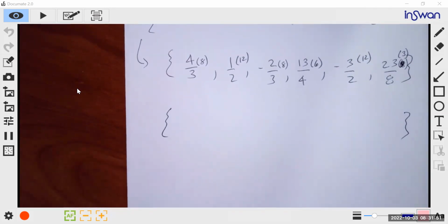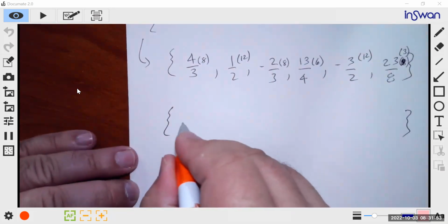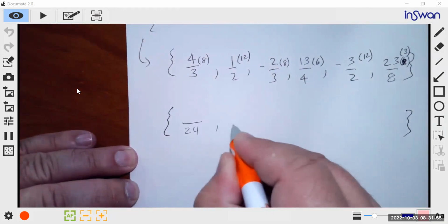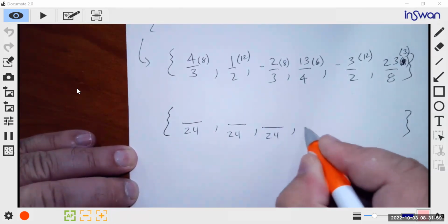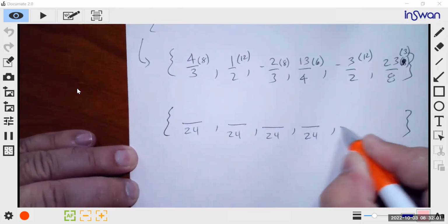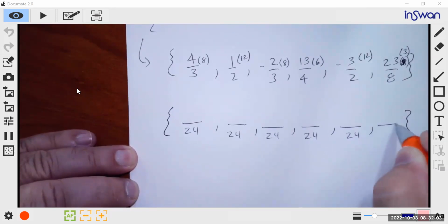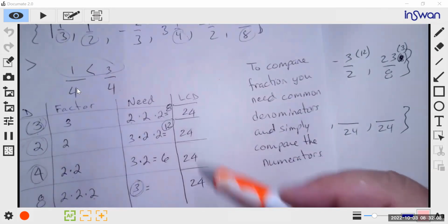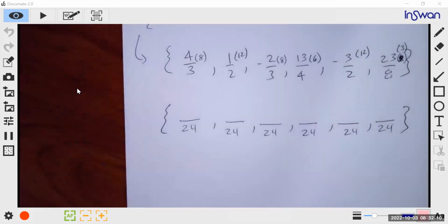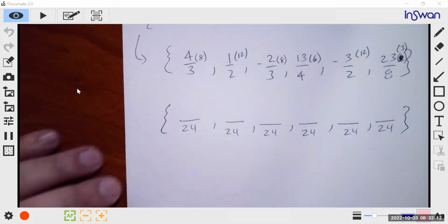Why do I multiply only the top? Because I already know my bottom number. That's my LCD. I know all the bottom numbers are going to be that. So I don't have to worry about the bottom. All I got to do is worry about the top.